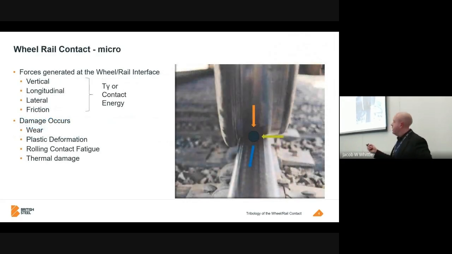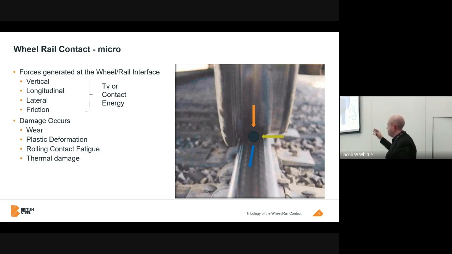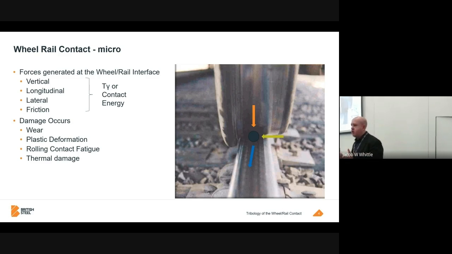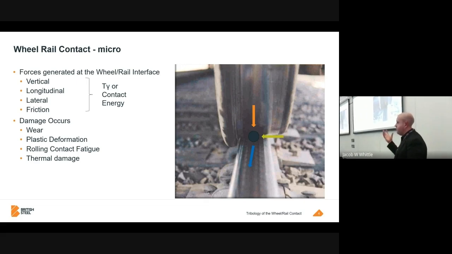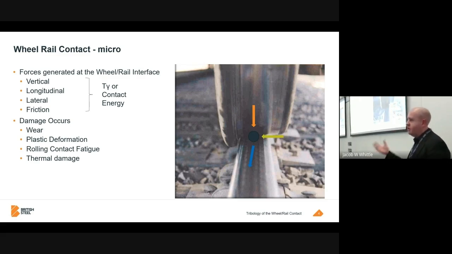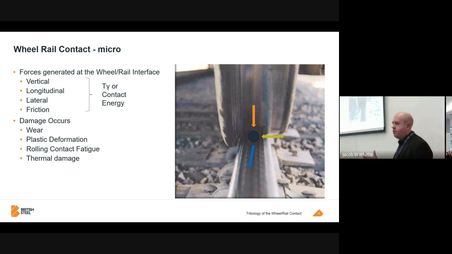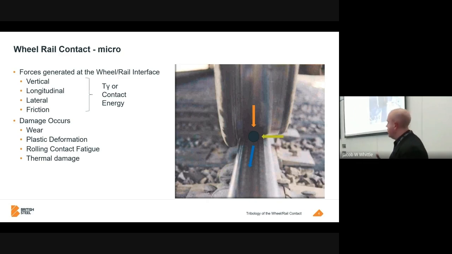The wheel rail contact is almost as complicated. So we've got a picture of a wheel on a rail here, and there are a number of forces that go on in between the wheel and the rail, the interaction. We've got a vertical force, the weight of the vehicle itself, essentially pushing down on the wheel. This can vary as well with different dynamic forces from the suspension of the vehicle. You've got longitudinal force, which is essentially the force that makes the train go or stop. If we didn't have that force, the whole thing wouldn't work.